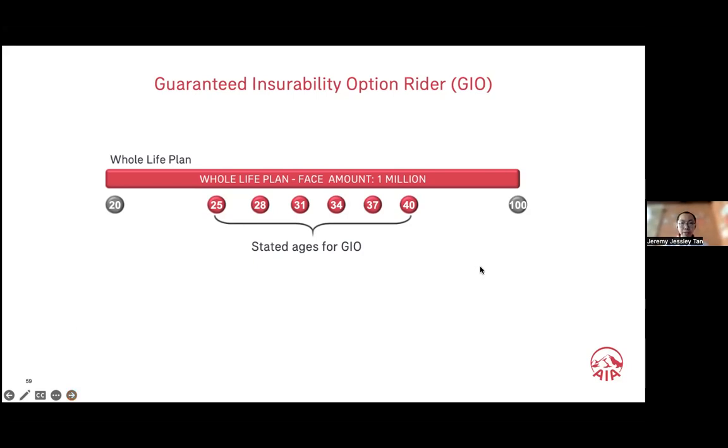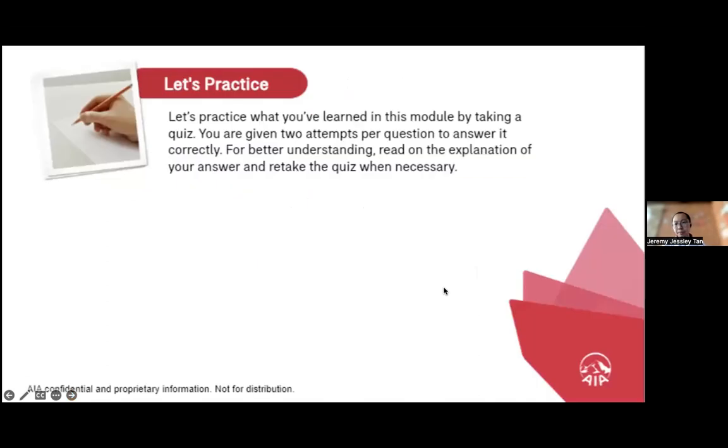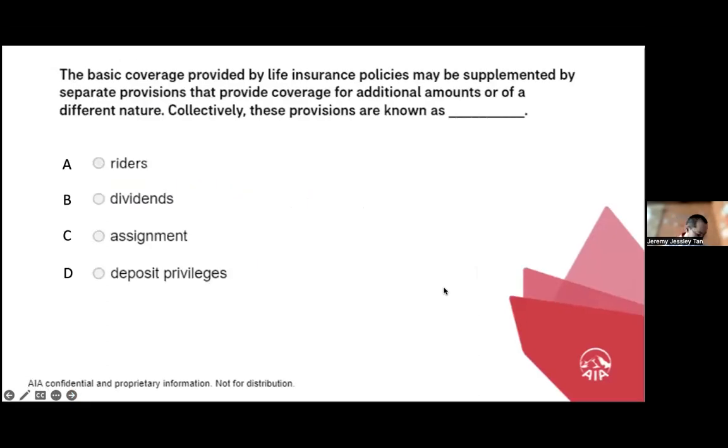So that's guaranteed insurability option rider. Alright, practice tayo. Sagot kayo guys. Para alam ko kung na-gets nyo or meron kayong mga things that you are not clear about.